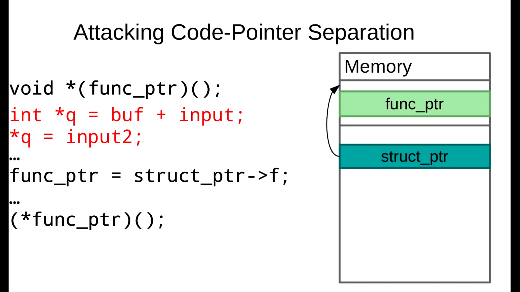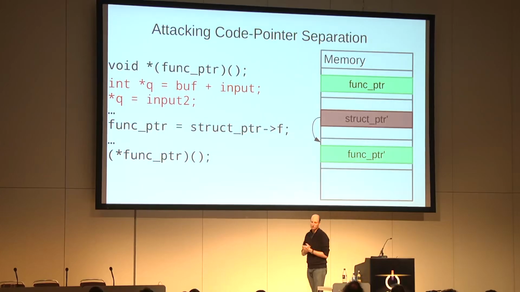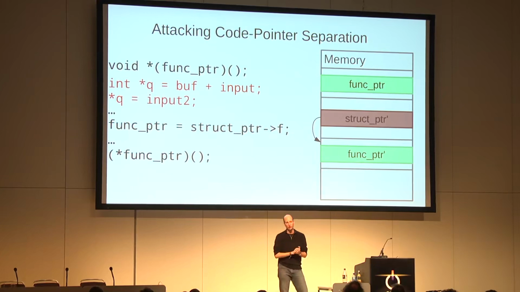The attacker, using this simple write, which has a different type, and our type-based analysis ensures that the function pointer is in the other memory space, cannot overwrite the function pointer itself. But what the attacker can do is overwrite the struct pointer and let it point to somewhere else in memory, where possibly there might be some other function pointer lying around.